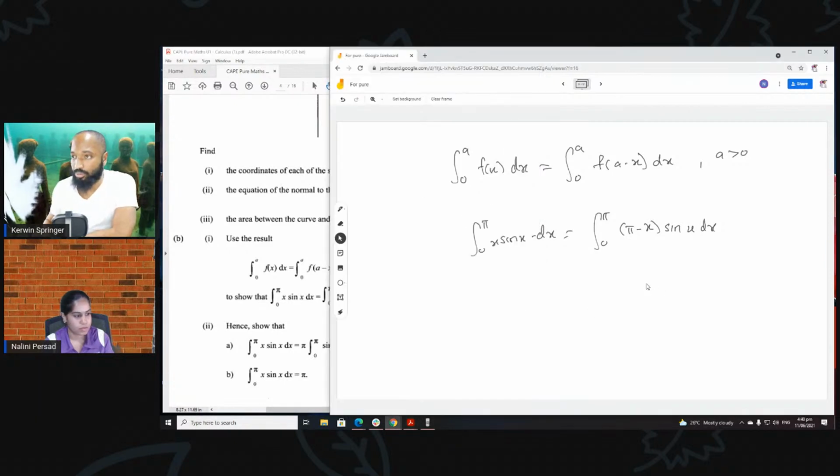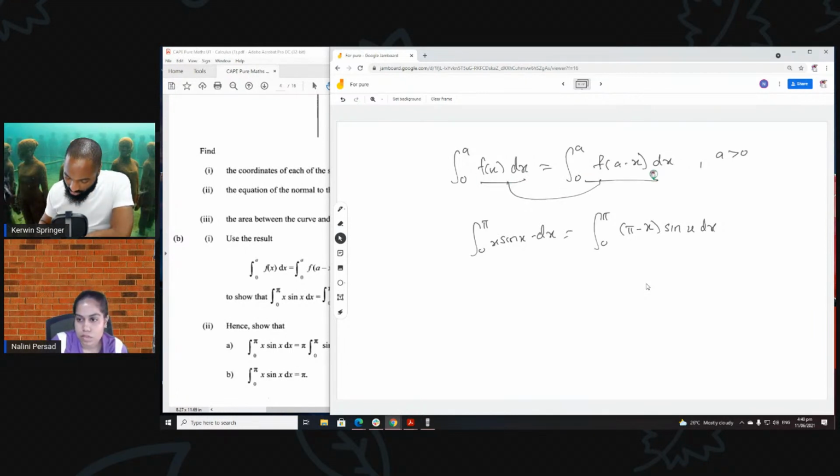Nice. So show that if you have this, it's the same as this. So we want f of x to be equal to this whole thing. F of x is this whole thing here, and a is equal to pi in this case.